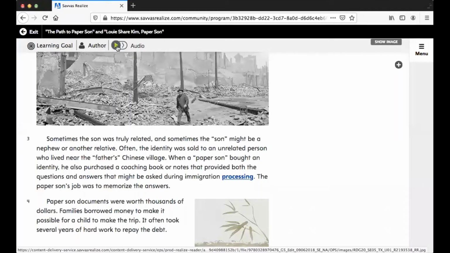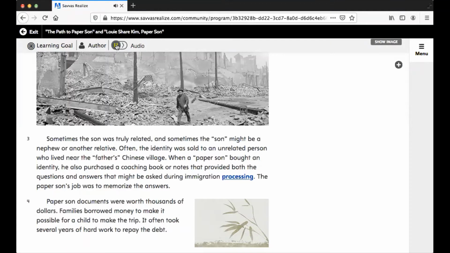Let's continue reading. Sometimes the son was truly related, and sometimes the son might be a nephew or another relative. Often, the identity was sold to an unrelated person who lived near the father's Chinese village. When a paper son bought an identity, he also purchased a coaching book or notes that provided both the questions and answers that might be asked during immigration processing. The paper son's job was to memorize the answers. Paper son documents were worth thousands of dollars.